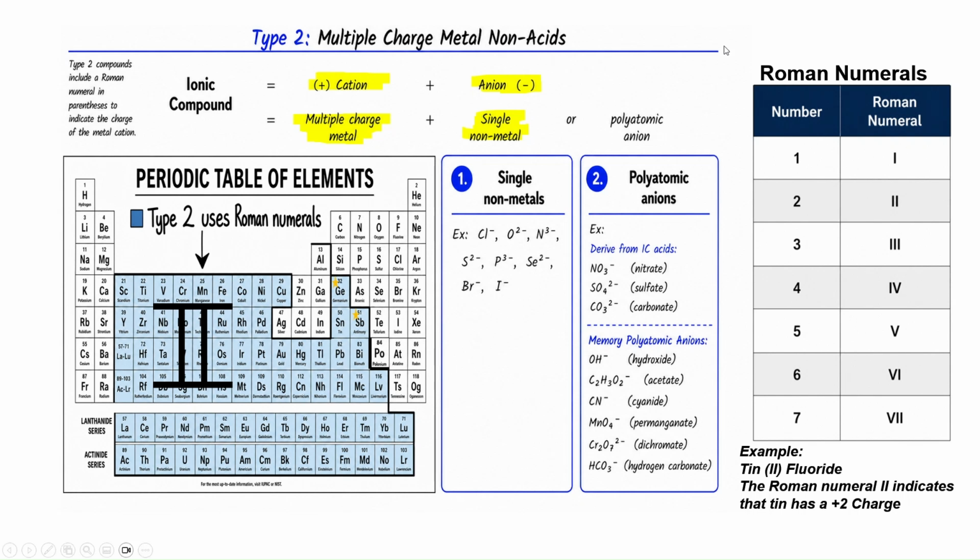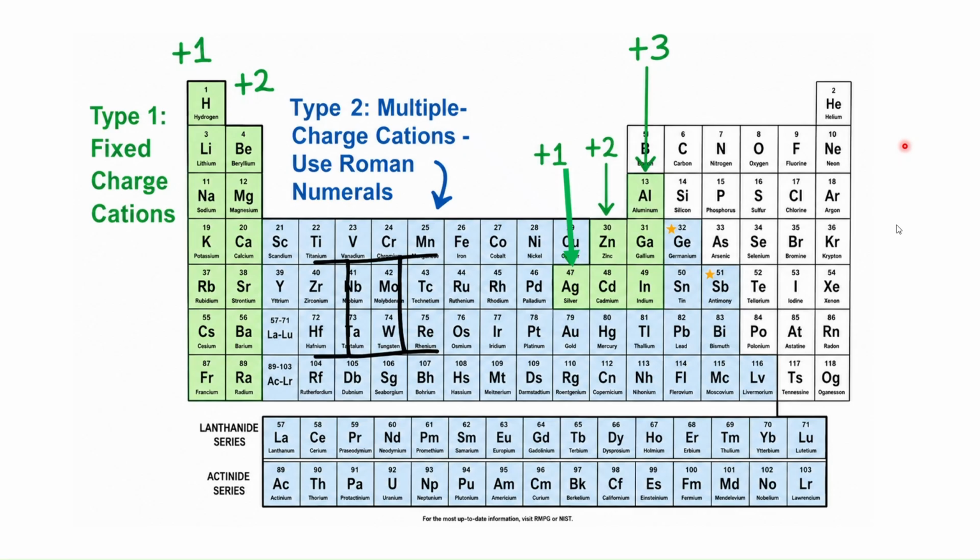The focus of this video will be to define what a type 2 binary non-acid ionic compound is and to work through multiple problems going from name to formula. For the most part, a type 2 binary non-acid ionic compound consists of a metal with multiple possible charges that is combined with a single non-metal.